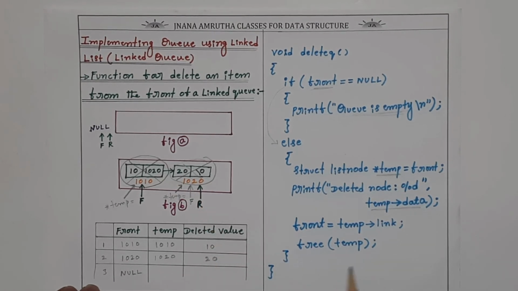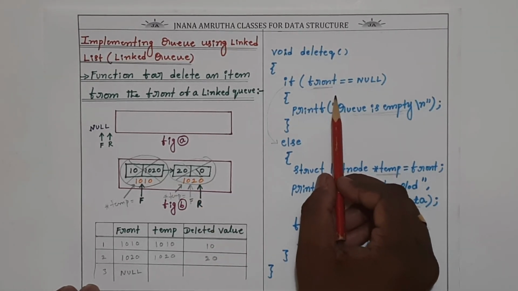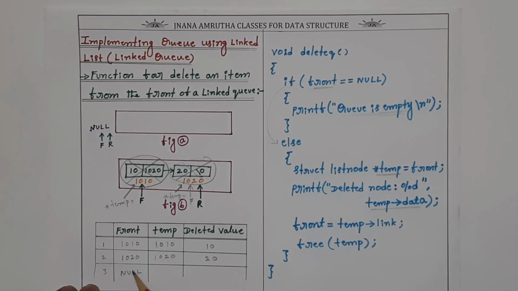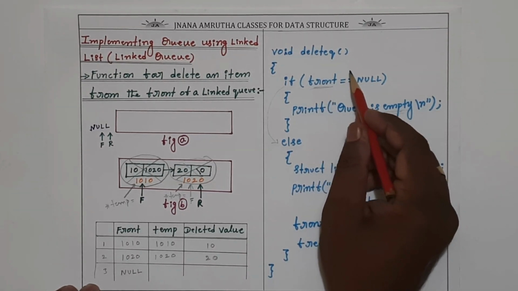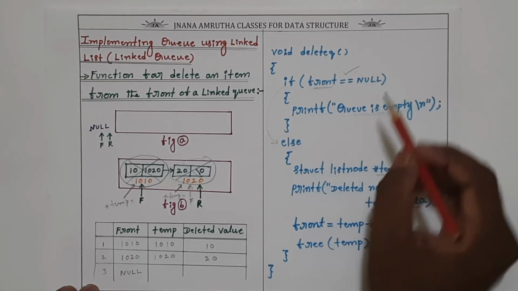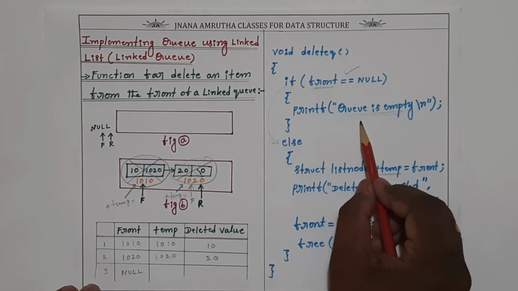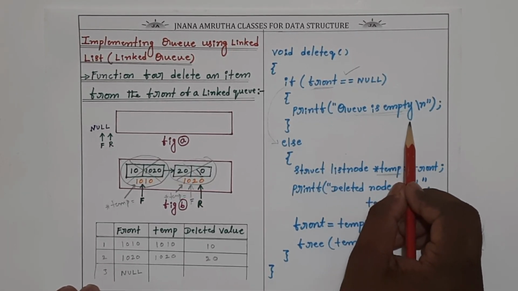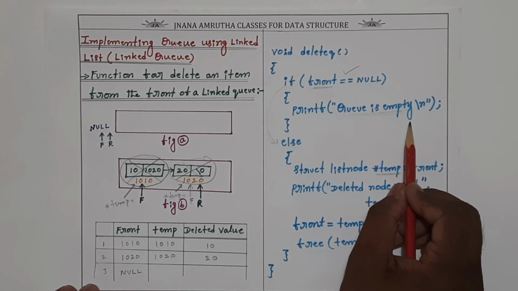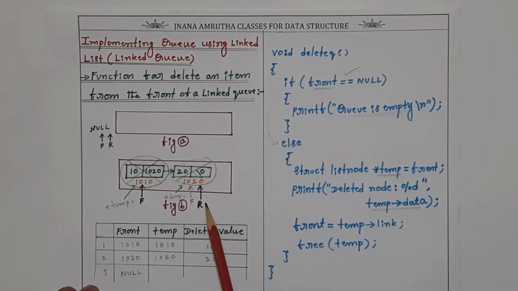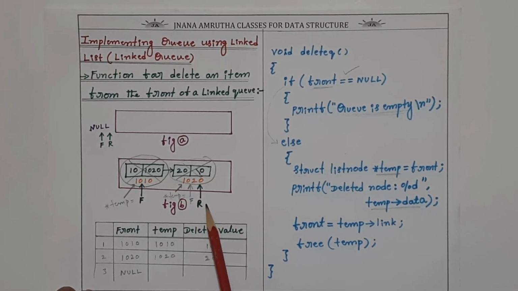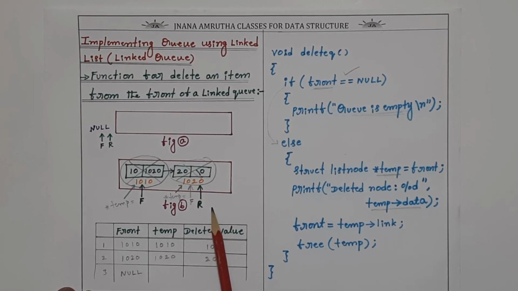Next, if I try to call the same function once again, now front value is also null, null equal to null. Once this condition becomes true, we are going to execute the queue is empty condition. By doing this, we are deleting items from a linked queue. Understood, right? Very simple. Thank you, one and all.